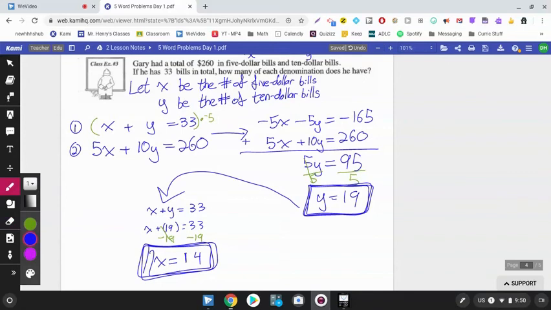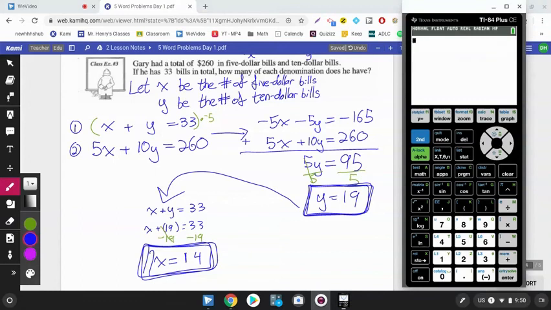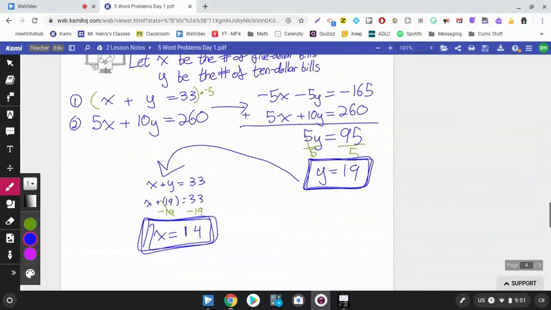All right. Do I have 33 bills total? Yes. 14 and 19, those add together to 33. Does the amount of money add up to $260? I don't know. Let's check. Okay. I would have 5 times your 14. That's the amount of money from $5 bills. Okay. 10 times 19. That's the amount of money from the $10 bills. And if I add those together, I get $260. Yes, I do have $260. Okay. So it checks out with the context.